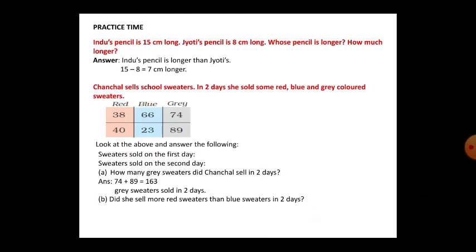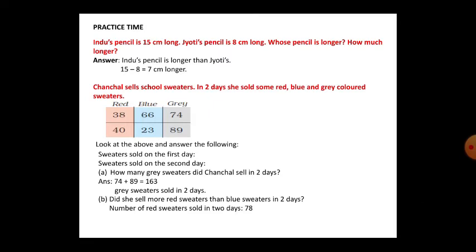So like that only. Did she sell more red sweaters than blue sweaters in 2 days? See, what does the question mean here? Chanchal, did she sell more red sweaters compared to blue sweaters in 2 days? They are asking whether she sold more red sweaters compared to blue sweaters in 2 days. So how to find this? You have to add both the red sweaters and also the blue sweaters. Then that answer you have to compare and you have to say the answer.